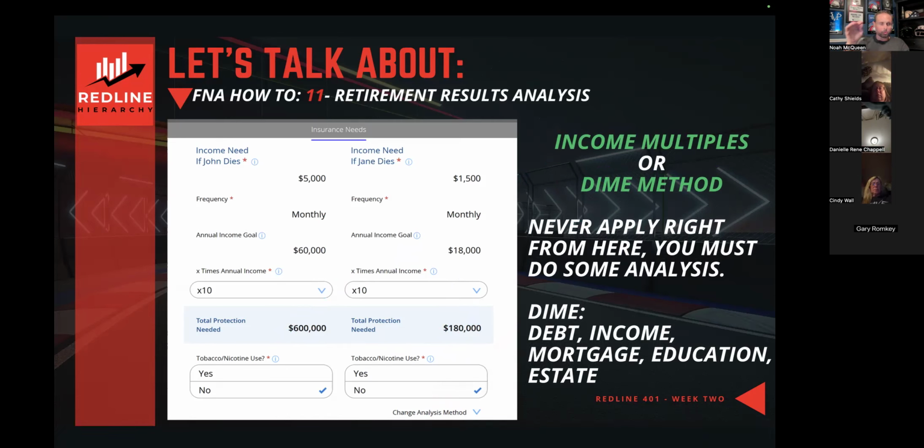So you can bring up specific numbers for debt. It still has an income multiple portion. You can put in mortgage. You can put in funeral expenses. You can put in education, estate creation. That's done, right? The easiest way to do it, for most people, is just thinking about income.